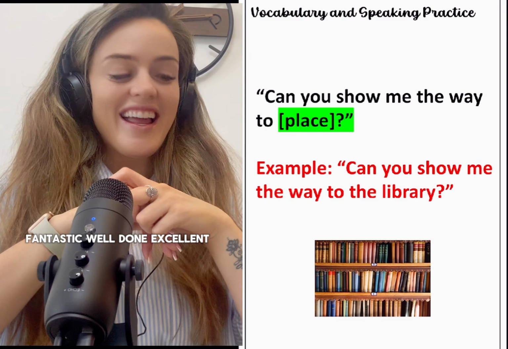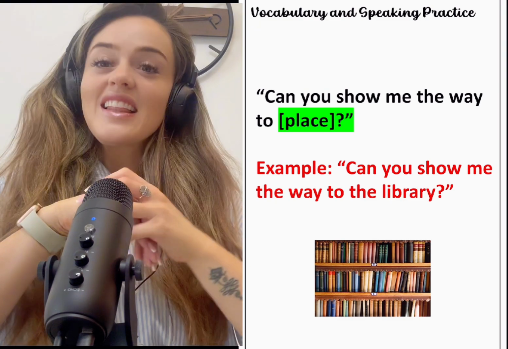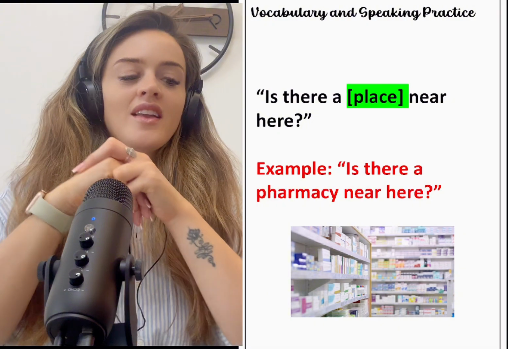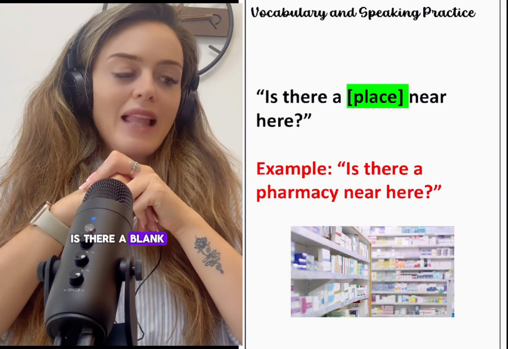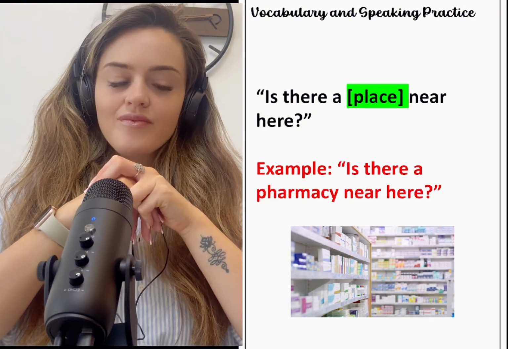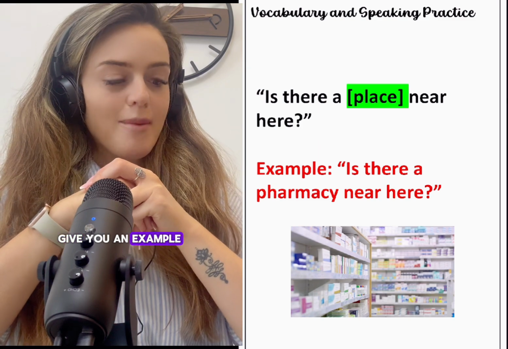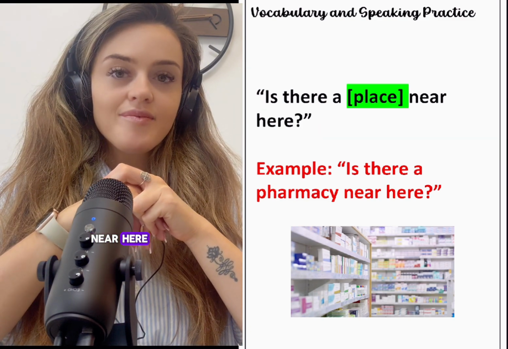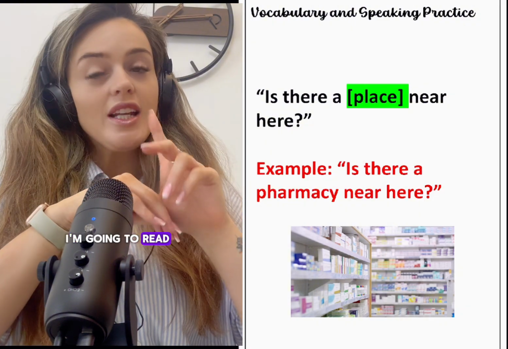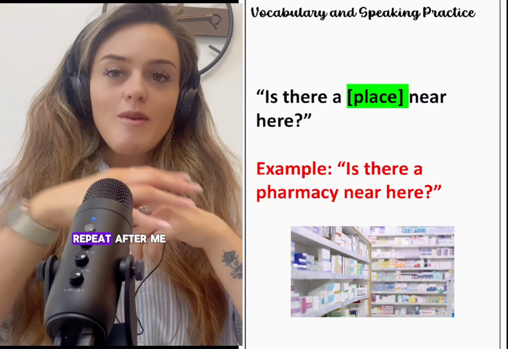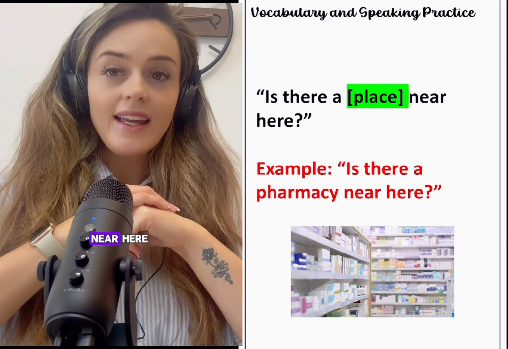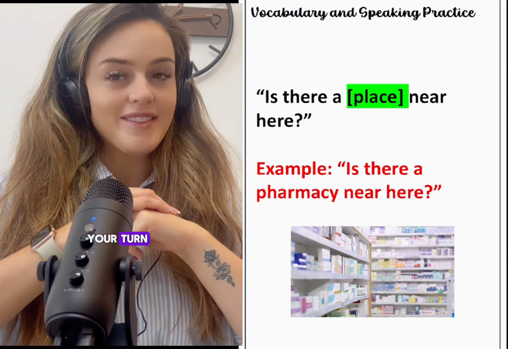Fantastic. Well done. Excellent. Let's go for another phrase for asking for directions. Is there a blank near here? Now I'm going to give you an example. Is there a pharmacy near here? I'm going to read it one more time and then you can repeat after me. Is there a pharmacy near here? Your turn.